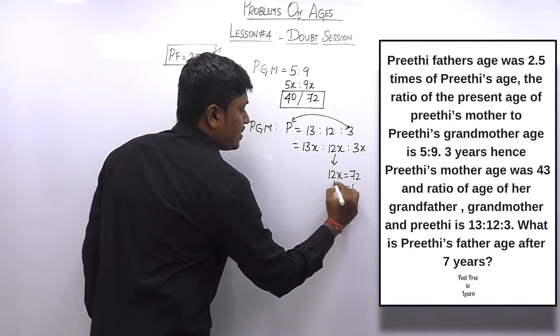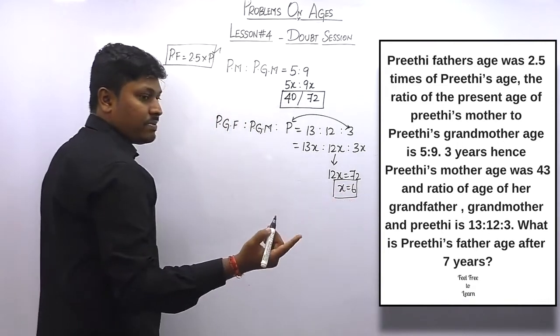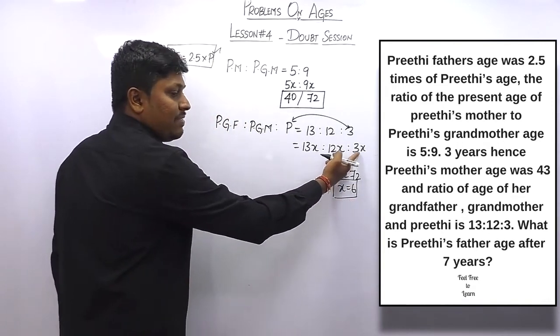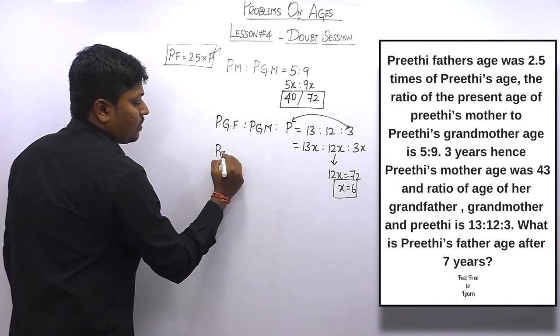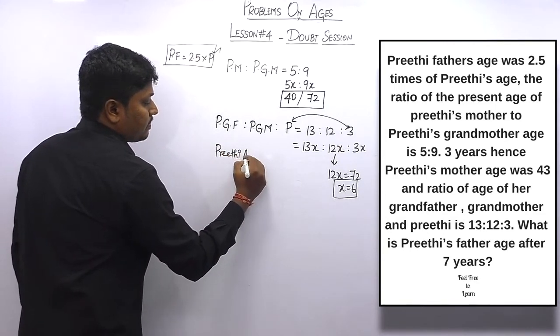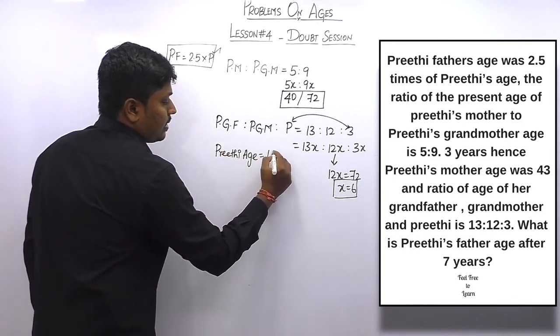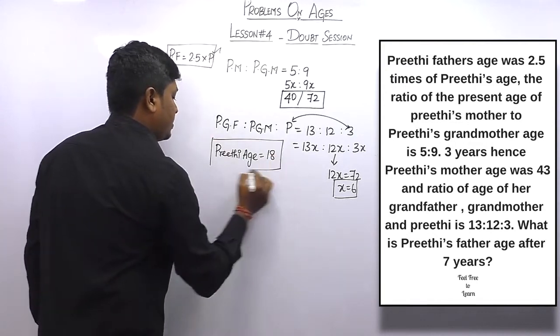So x is equal to 6. Finally we got the value of 6. So 6 into 3 will be 18, which is Preeti's age. So we found Preeti's age is 18. What an interesting question.